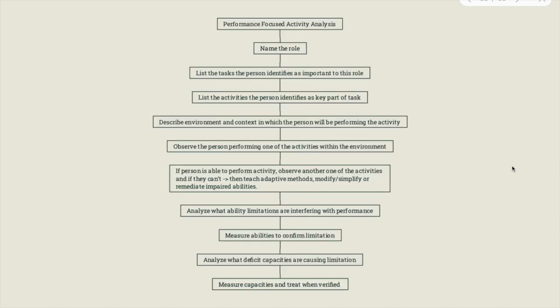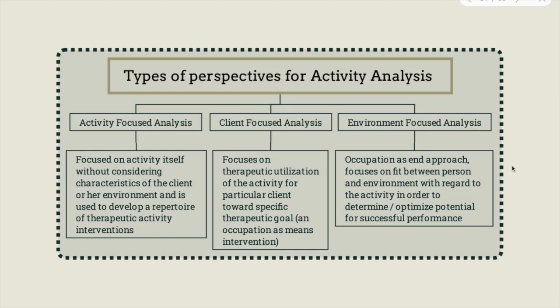Next is performance-focused activity analysis. You're going to name the role, list the tasks the person identifies as important to this role, and the activities that are a key part of the task. You're going to have environment, context, all of the above. You're going to analyze what ability limitations are interfering with performance, measure abilities to confirm the limitation, and overall the capacities, and treat when verified.